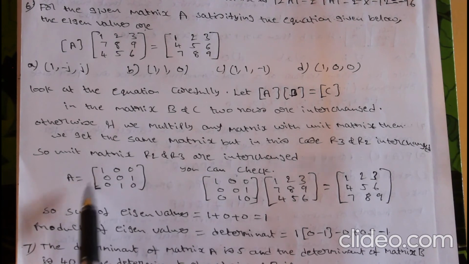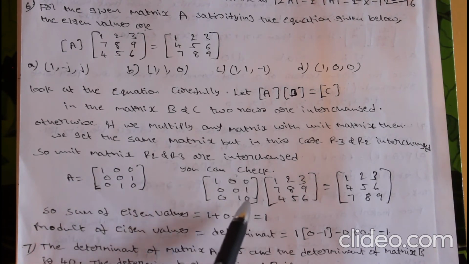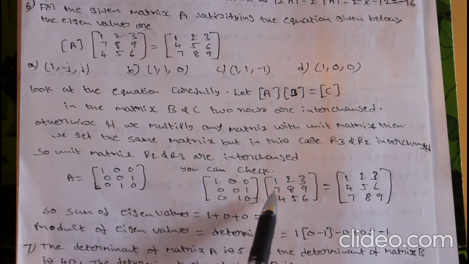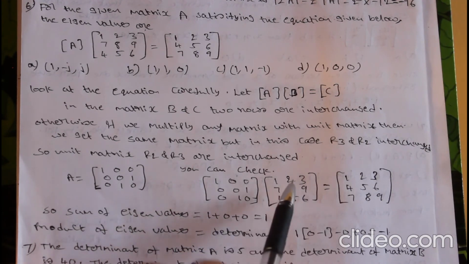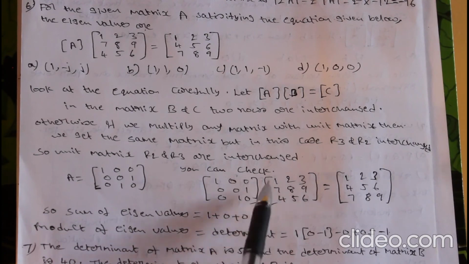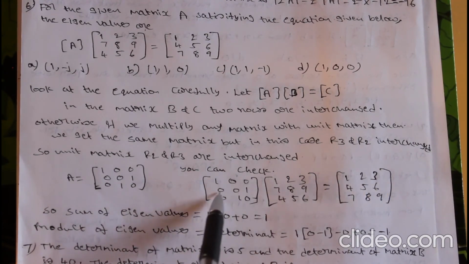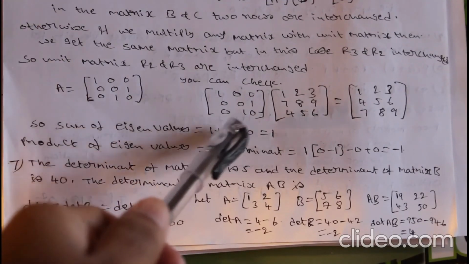After interchanging R2 and R3, we get the matrix 1 0 0, 0 0 1, 0 1 0. Now multiply this with the given matrix. 1 into 1, 1 into 1, plus 0 into 7 plus 0 into 4, leave it, so 1. And 1 into 2 plus 0 into 8 plus 0 into 5, so 2. 1 into 3, so 3. Now look at this element.